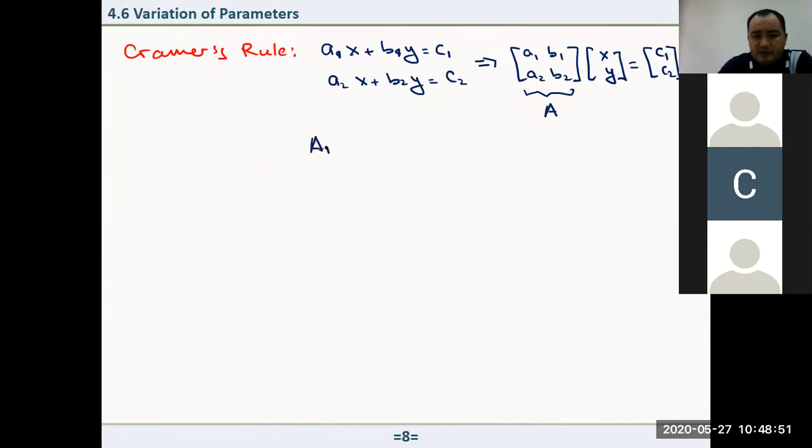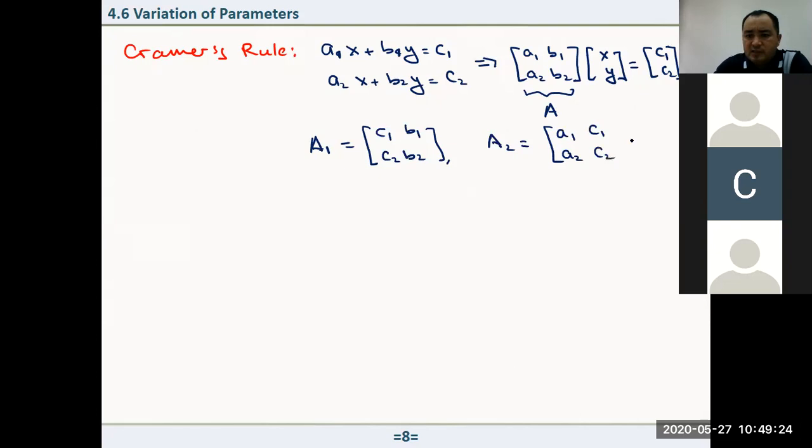Let's say A sub 1 is the same matrix as this, but the first column is replaced by this vector. So at that time, we will have this thing, C sub 1, C sub 2. Here we have B sub 1, B sub 2. And also let me define another matrix, A sub 2. This is the same matrix, but the second column is replaced by this vector. So that is A sub 1, A sub 2. Now here we have C sub 1, C sub 2.